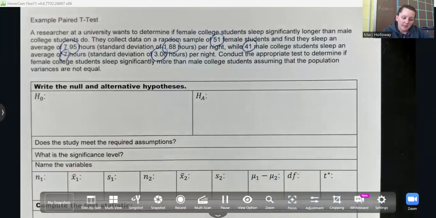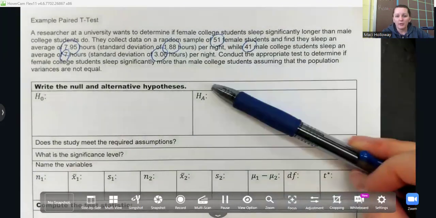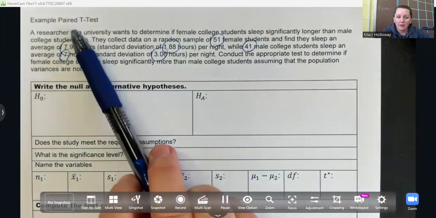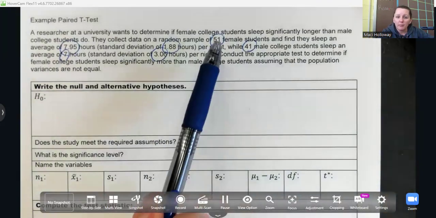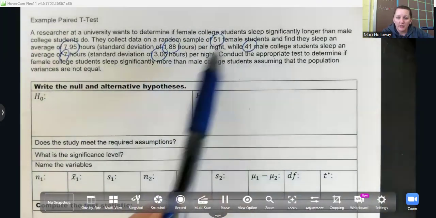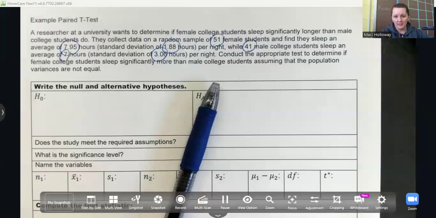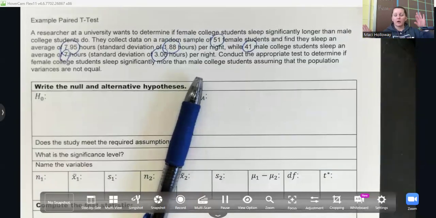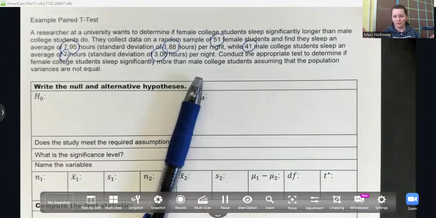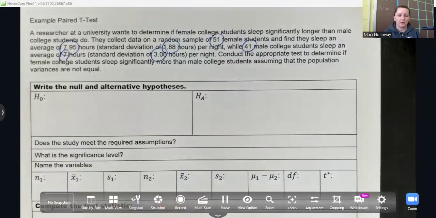Conduct the appropriate test to determine if female college students sleep significantly more than male college students, assuming that the population variances are not equal. So here we want to say, what test are we going to conduct? We're going to conduct a paired t-test because they're both independent from one another, right? Our populations are independent. We're looking at female college students and male college students, right? So because they're not the same, they don't overlap, we're going to do a paired t-test.